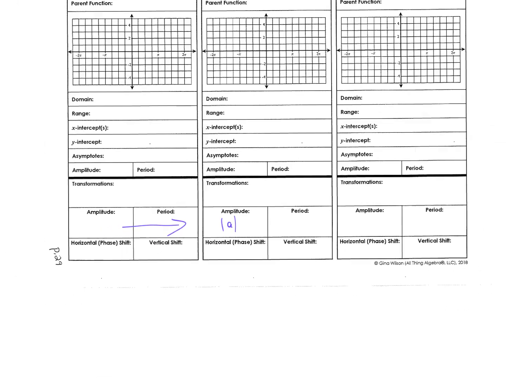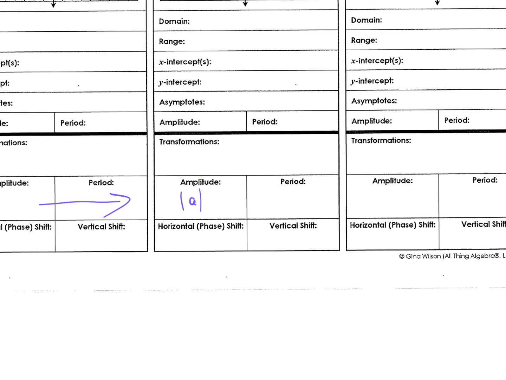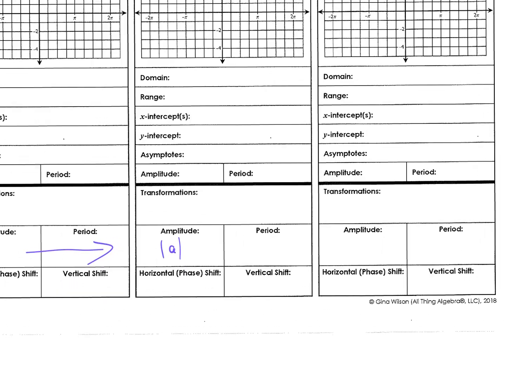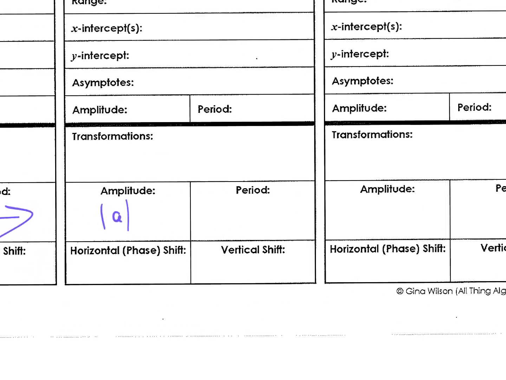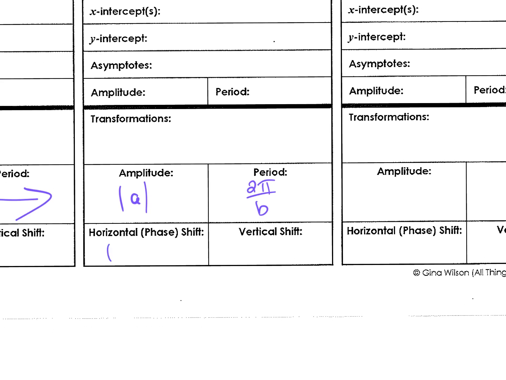Okay, so amplitude, we know we're looking at the A value, in other words, the number that's in front of our sine or cosine, or in this case, our secant or our cosecant. For period change, remember we do 2 pi over B. The B is the number in front of the X. For our phase shift, remember we're plus or minus a value inside the parentheses with the X, and that shifts us left or right.